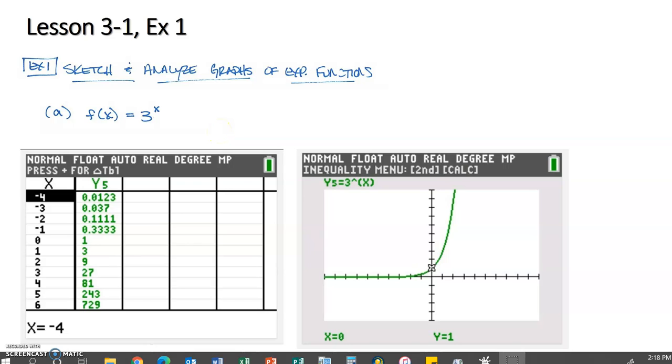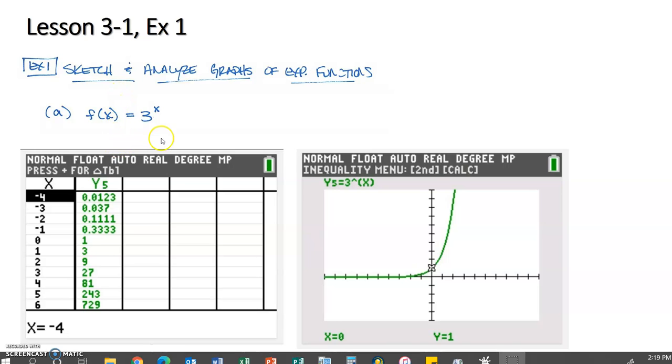All right, class. This video is going to work through lesson 3-1 in our textbook, and we're really just going to try to review and maybe begin to expound upon the whole idea of exponential functions. And so let's just start off with example 1. We're dealing with sketch and analyze the graph of exponential functions.